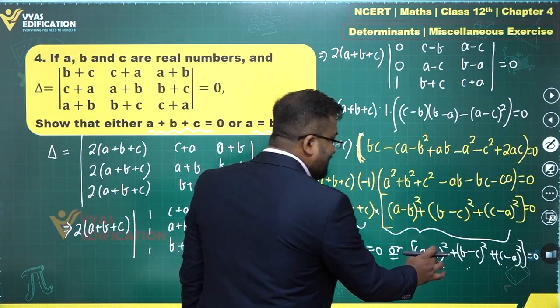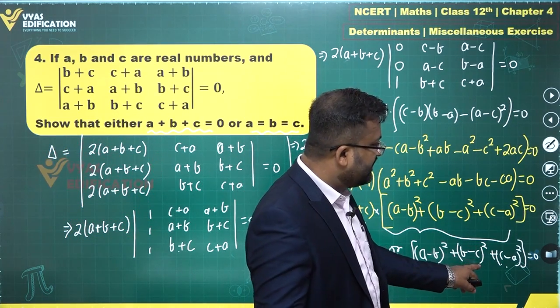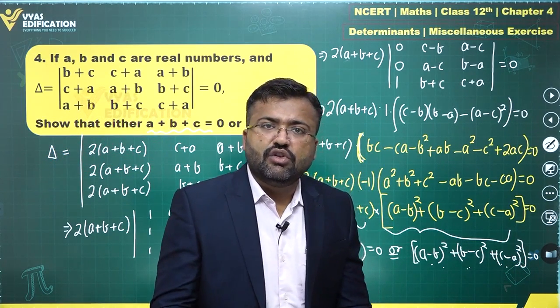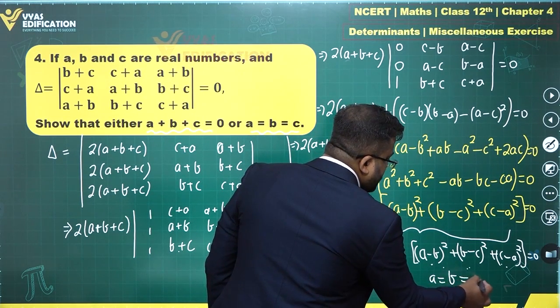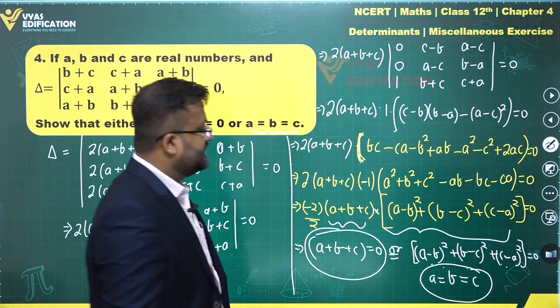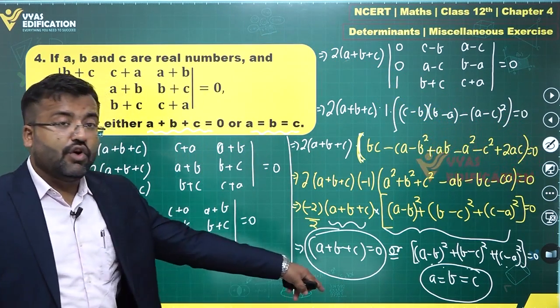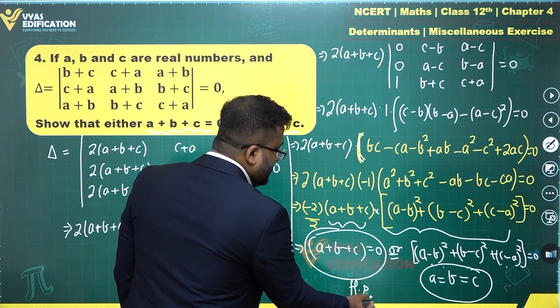A minus b will be 0, that implies a equals b. B minus c will be 0, that implies b equals c. C equals a. A equals b, b equals c, c equals a, which implies that a is equal to b is equal to c. This or this, that is what you get. That's what you wanted to get. Right? That's the complete proof of this question over here.